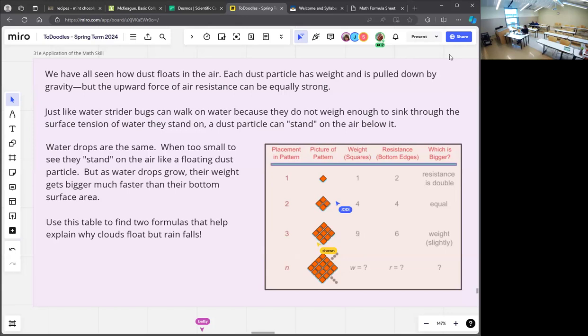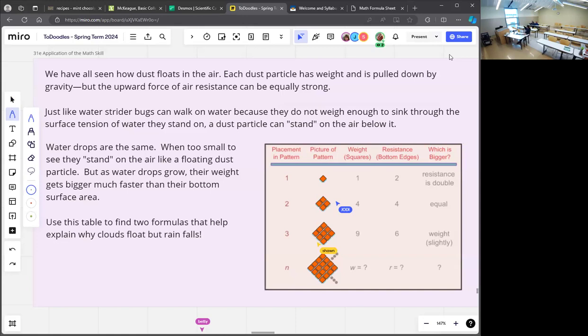If we have dust floating in the air, the dust particle has weight and is being pulled down by gravity. The amount that gravity pulls is based on the weight of the particle. I'm going to model that by how many squares are in my dust particle. So this one is 9 squares.